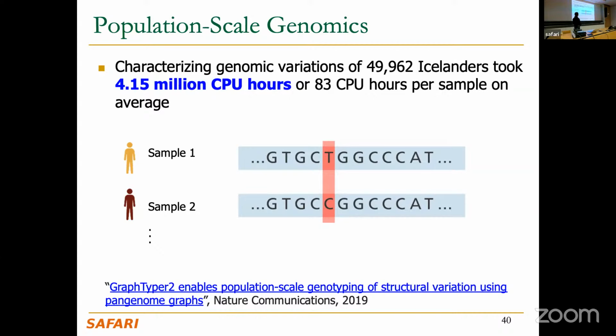One example was done among 50,000 Icelanders, let's say. And such an analysis using this particular tool took around 83 CPU hours per individual. So if you have a really powerful server, let's say with 64 CPUs, this is about 1 hour per individual. We have 50,000 individuals, so you can do the math of the cost. It needs to be really scalable to many, many individuals in an accurate and fast way.